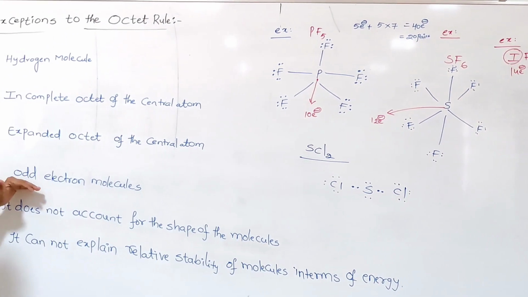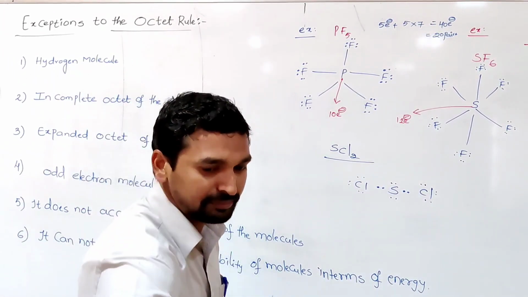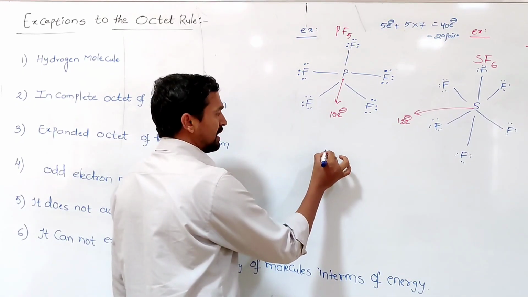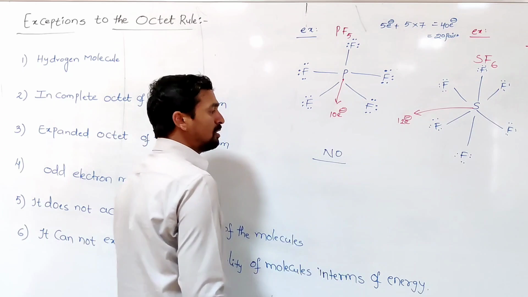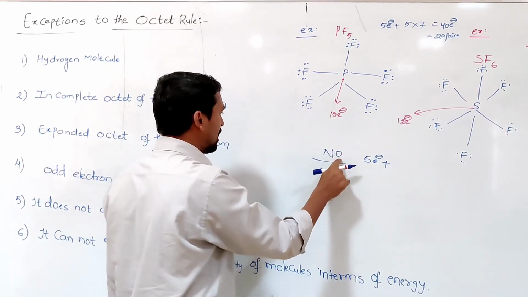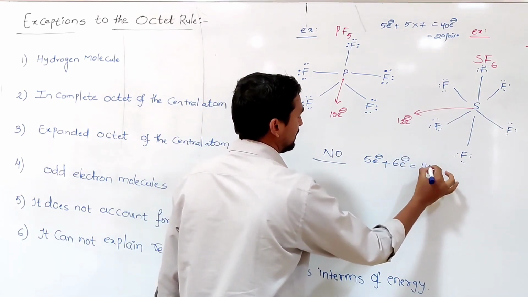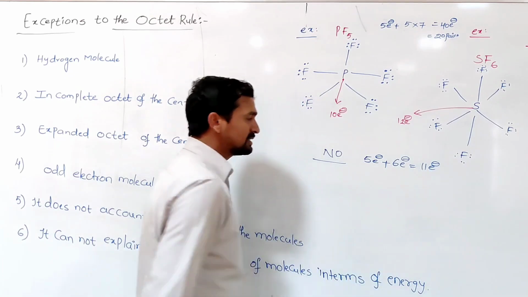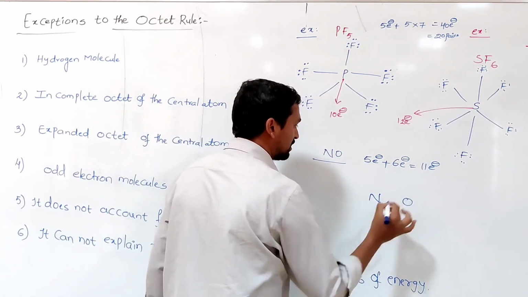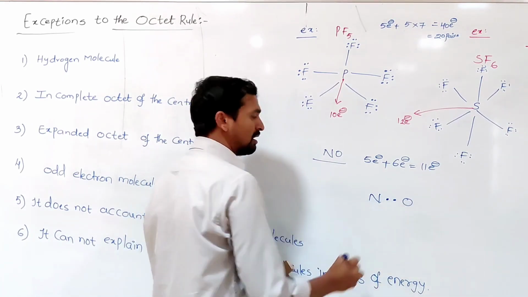And the next one is odd electron molecules. In some cases, like the nitric oxide molecule, the NO molecule. In the NO molecule, nitrogen has 5 valence electrons and oxygen has 6 valence electrons. Totally 11 valence electrons are present. These 11 valence electrons need to be arranged between the nitrogen and oxygen. So definitely we need to keep one bond between the nitrogen and oxygen.